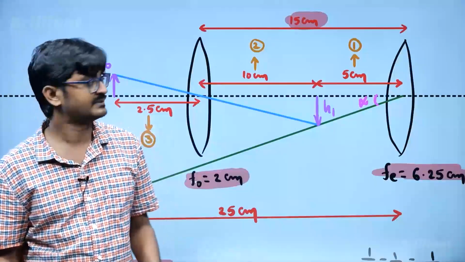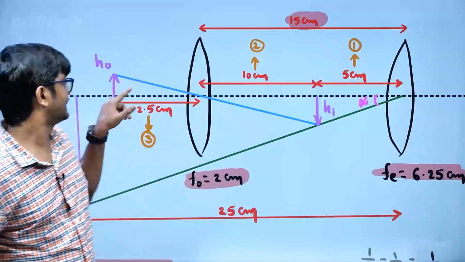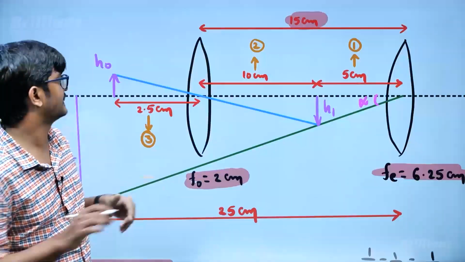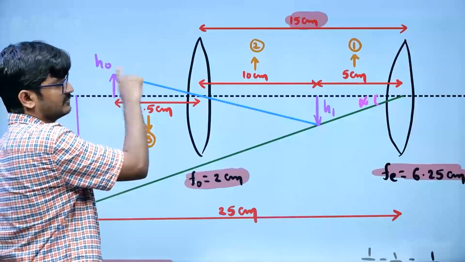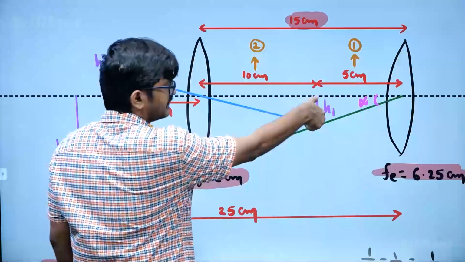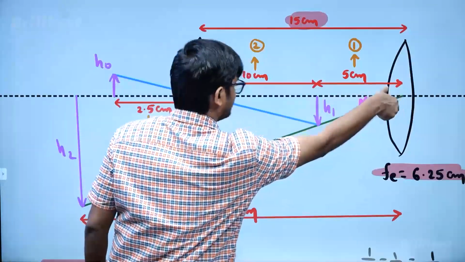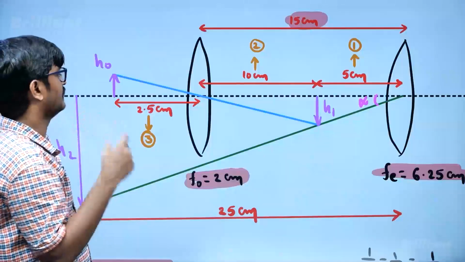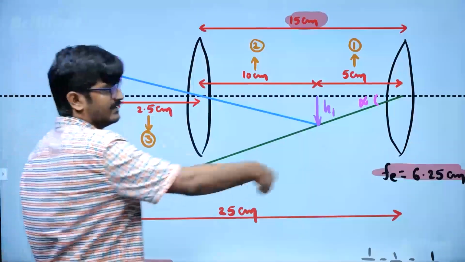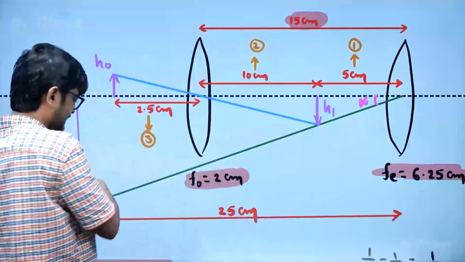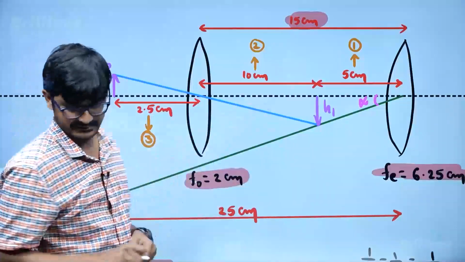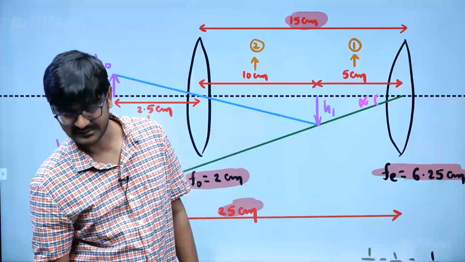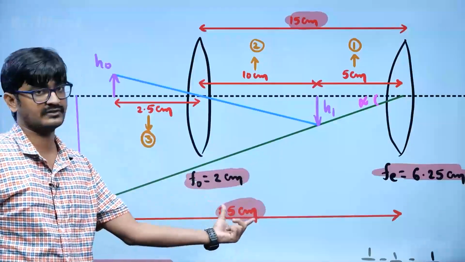Now I am seeing where the object has to be placed so that the final image forms properly. If I keep the object here, this will act as the object for this lens and the image will be formed here. Now this will act as the object for the next lens and the image will be formed here. My eye will be here. The final image has to be at a distance of 25 centimeters from my eye. So I am going with the first case, where the final image has to form at 25 centimeters.